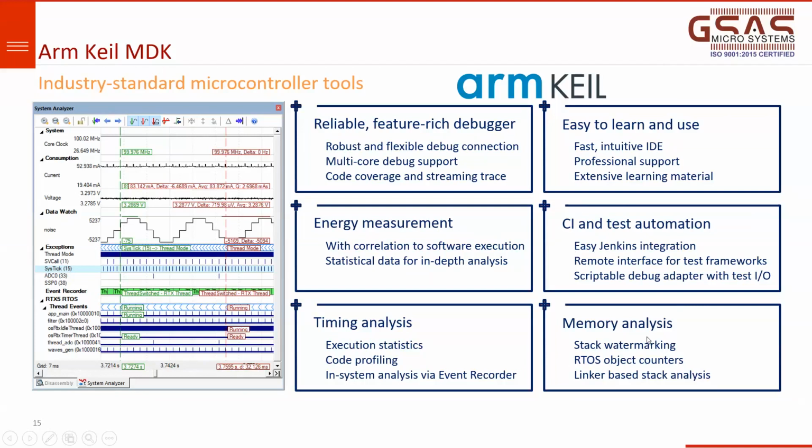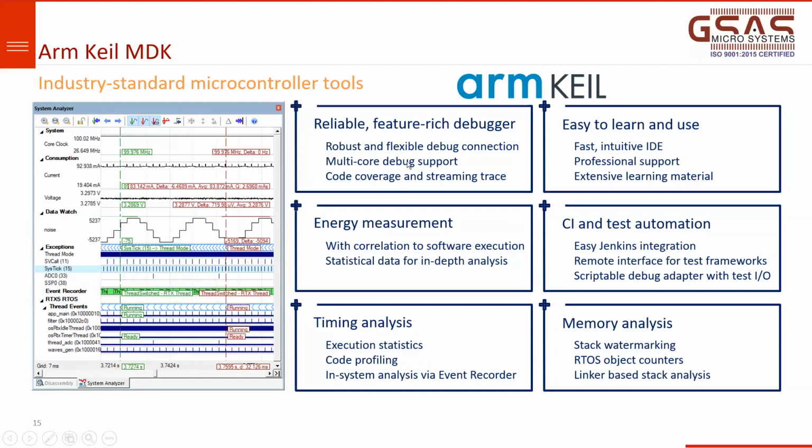Memory analysis is all part of your debugger. If you come to the debugger part, this is the system analyzer. Here you can see all the information. It shows the core clock, power consumption, any variables used in your program, any exceptions and interrupts in your application which the processor has gone through, and other such information. Everything you get in a single window, the system analyzer. So it offers a feature-rich debugger.